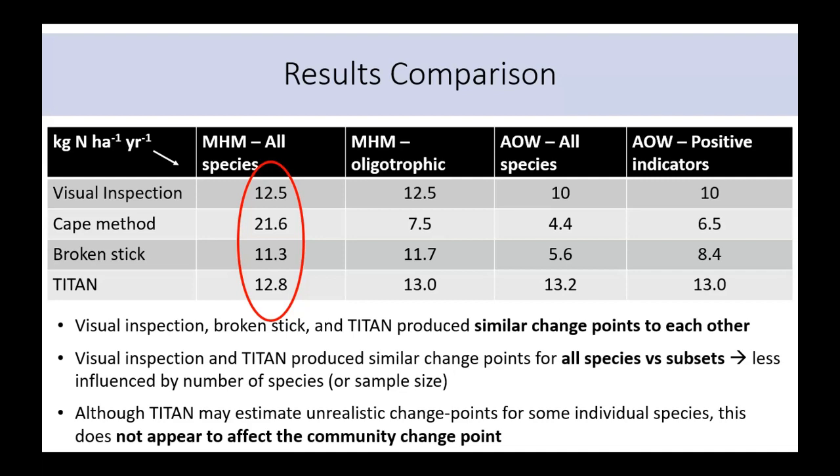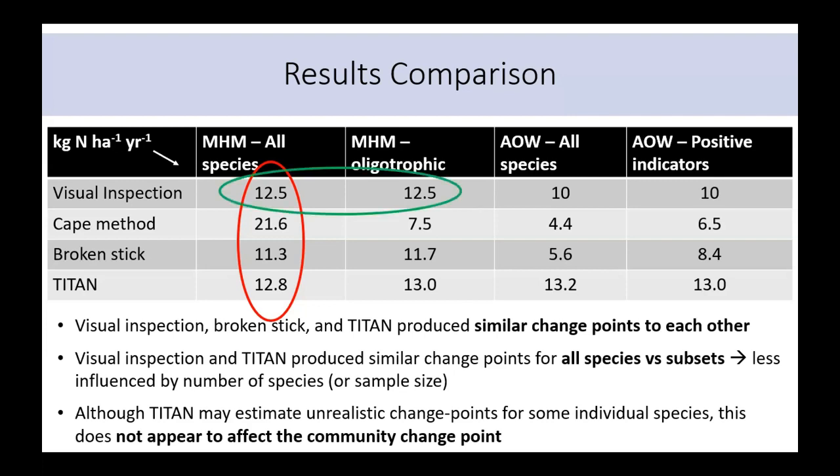If we look at our all species column for the Atlantic oak woodlands, you'll see a little bit more variation in the change points. But again, visual inspection and Titan were quite similar, 10 and 13. The Cape method this time was our lowest estimated change point, and broken stick was between them.